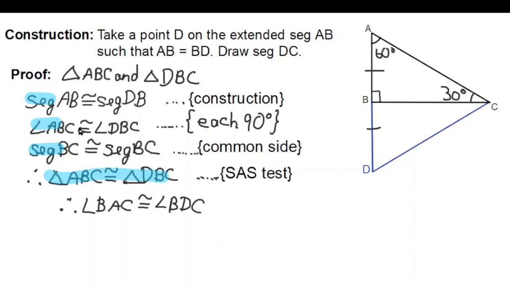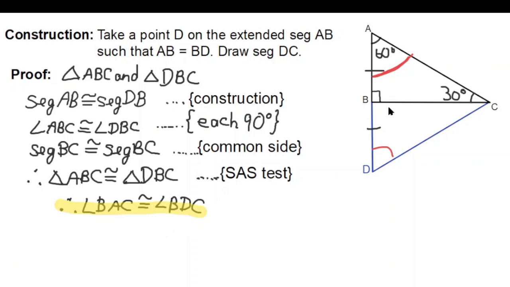So till here we have proved that both the triangles are congruent. Now the next step is, therefore angle BAC is congruent to angle BDC. Which angle? See here, BAC, this angle. This angle BAC is congruent to angle BDC, this angle. These two angles are congruent, that is angle A and angle D.